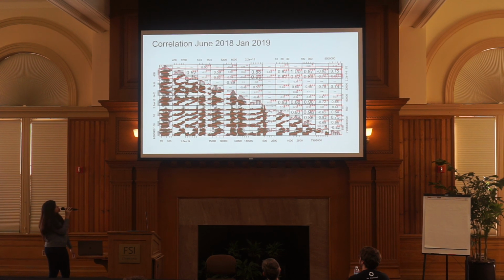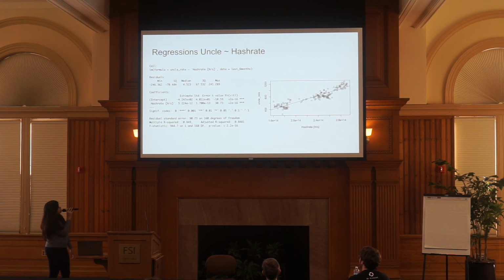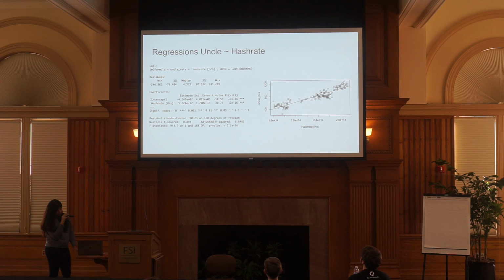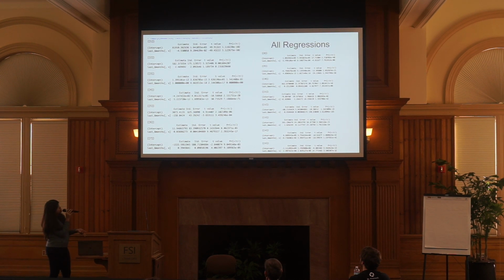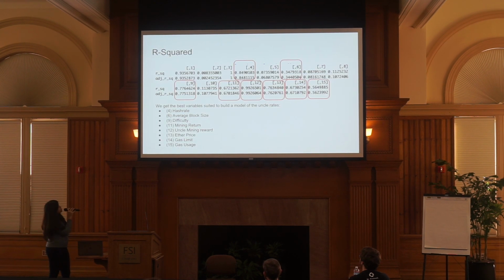But if you look at the last 6 months, the number of transactions seems completely irrelevant. It doesn't affect the uncle rate anymore. The hash rate is even more highly related, and the block size has also decreased in terms of correlation. So we just started doing some regression analysis with all of the variables. These are the results for simple linear regression with all the different variables, and these are the ones that seem to be the most related: hash rate, average block size, difficulty, mining return, uncle mining reward, Ether price, gas limit, and gas usage.